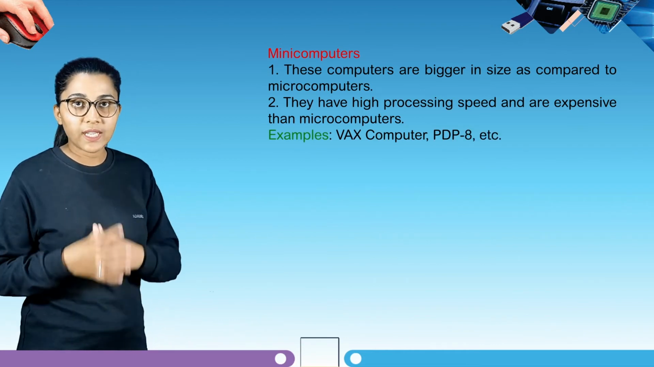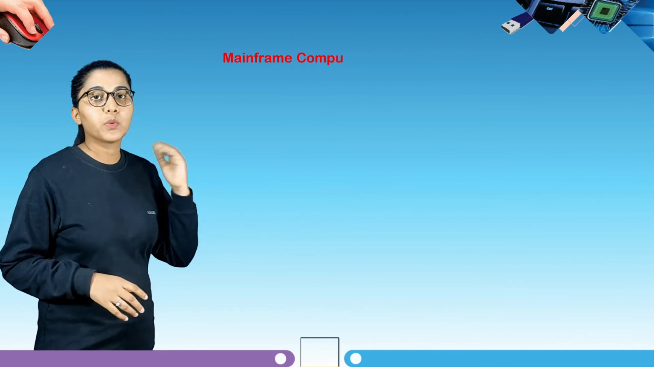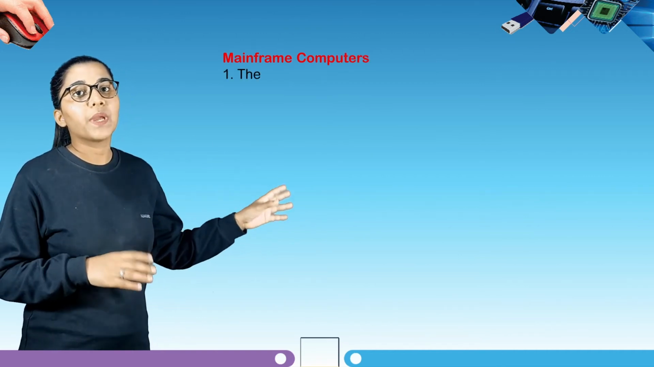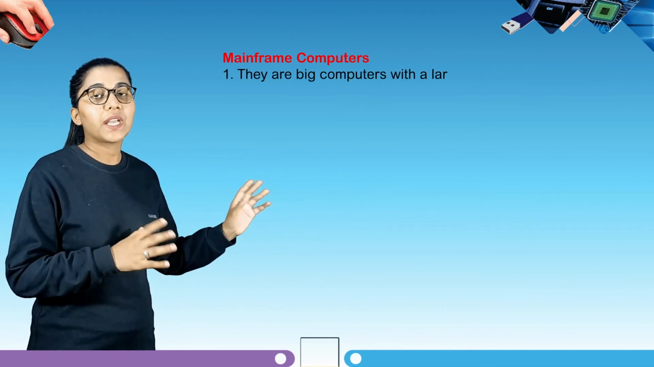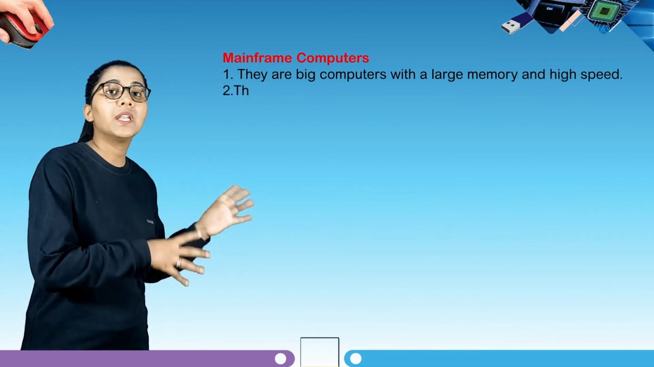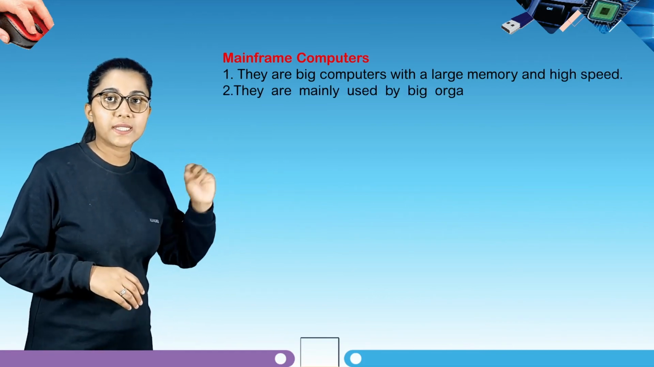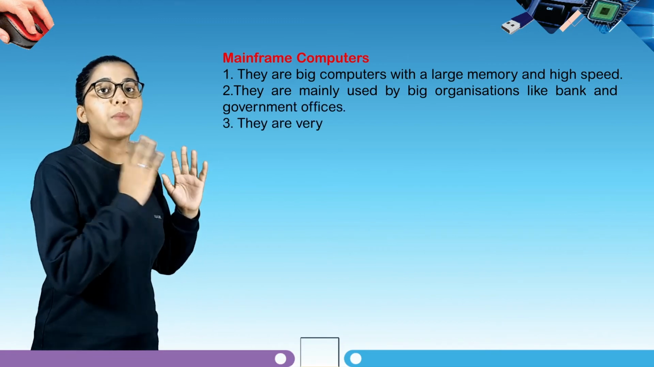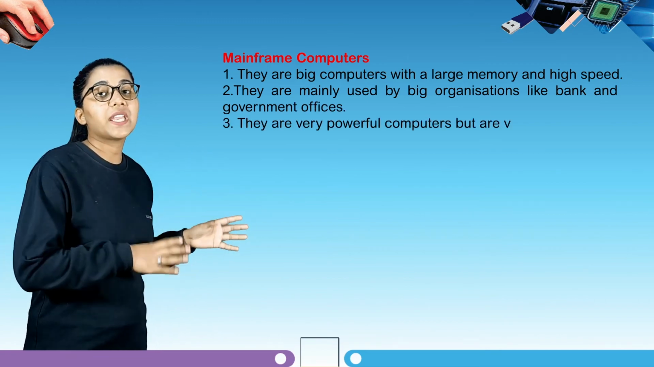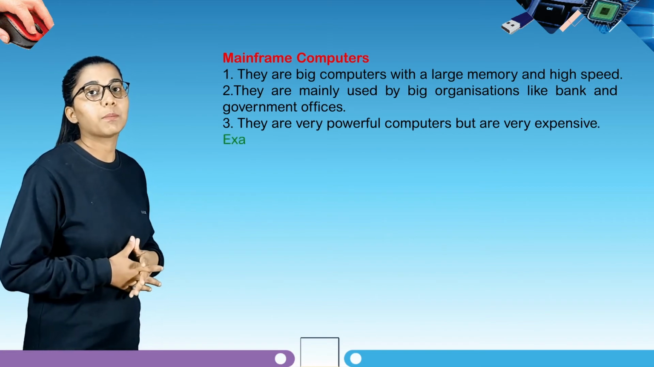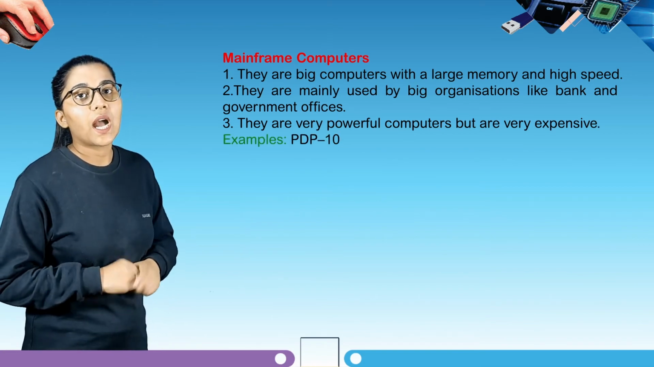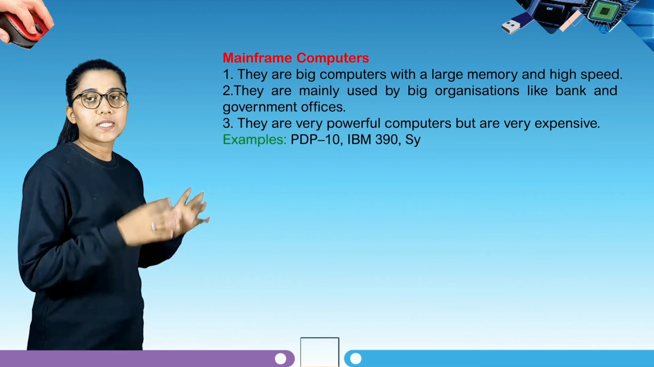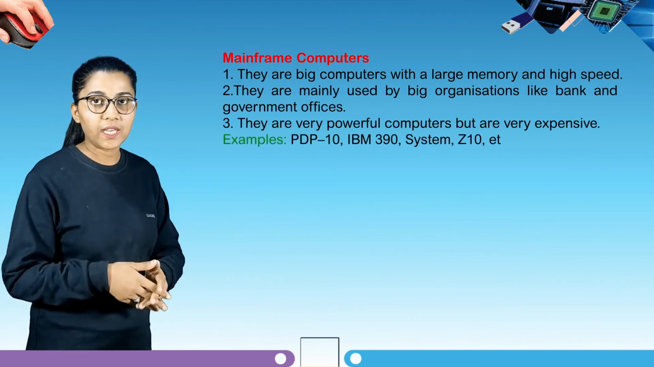Now students, our next type is mainframe computers. They are big computers with a large memory and high speed. They are mainly used by big organizations like banks and government offices. They are very powerful computers but are very expensive. For example, PDP-10, IBM 390, System z10, etc.